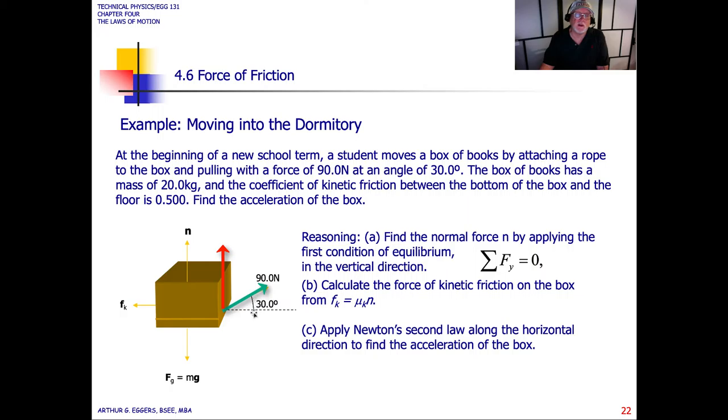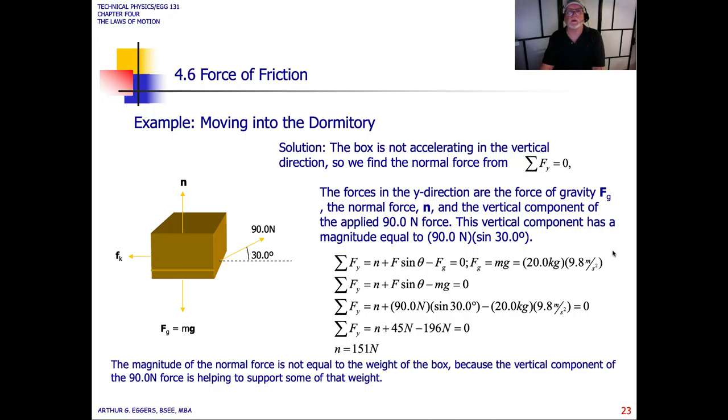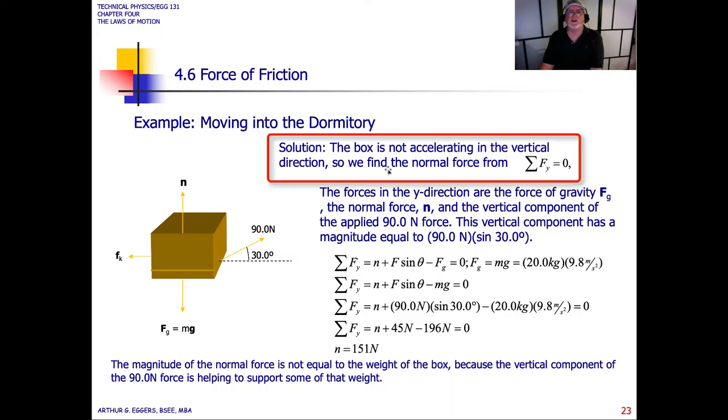Notice that it's going to be a component of the 90 newtons. So we've got a cosine factor that we're going to have to bring in here, since the rope is pulling up. And this is going to help us break that box loose and start dragging it. On the opposite side, we're looking at the kinetic friction as Fk. So we've got all of these forces that we're going to have to model and look at in each dimension. The box is not accelerating in the vertical direction, so we can find the normal force. There's nothing between the normal and the weight that is really going to lend to the box moving in the x direction.